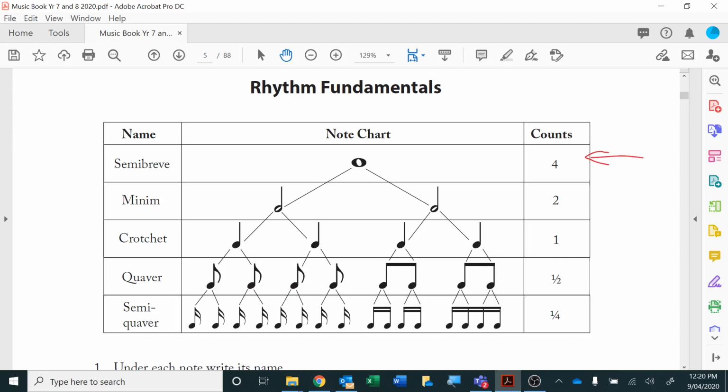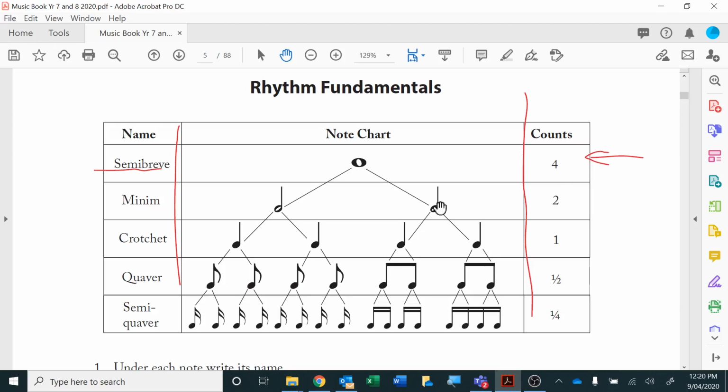So in America it's called a whole note because it fills up a whole 4-beat bar. We call it a semi-breve, and it's worth 4 beats. If you divide that into 2, so if you think of from here to here is a bar, you can get 2 minims in a bar, 1 semi-breve in a bar, 4 crotchets in a bar, 8 quavers or 16 semi-quavers. So the first one, being a whole bar, lasts for 4 beats.